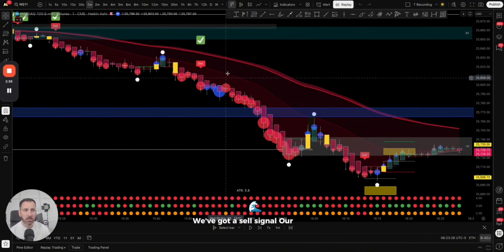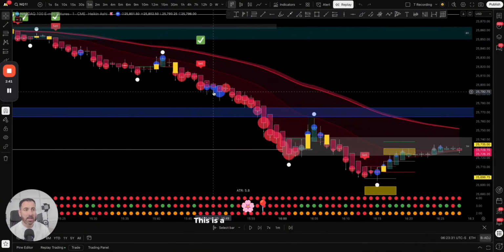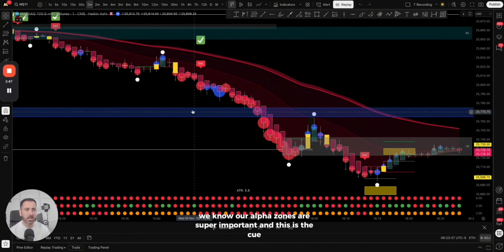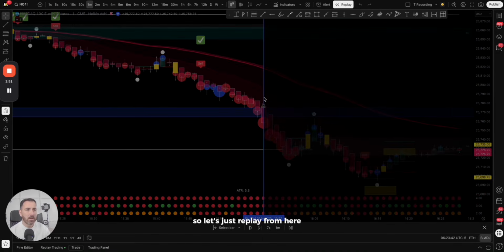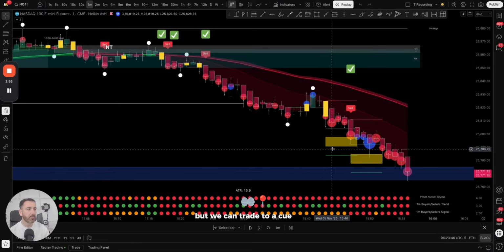We've got a sell signal, our trend wave has gone red. This is coming towards the end of the day. This is a lovely little move. What do we need to be careful of here? On our alpha zones, we know our alpha zones are super important, and this is the queue. So let's just replay from here. We don't want to be trading into a queue, but we can trade to a queue.